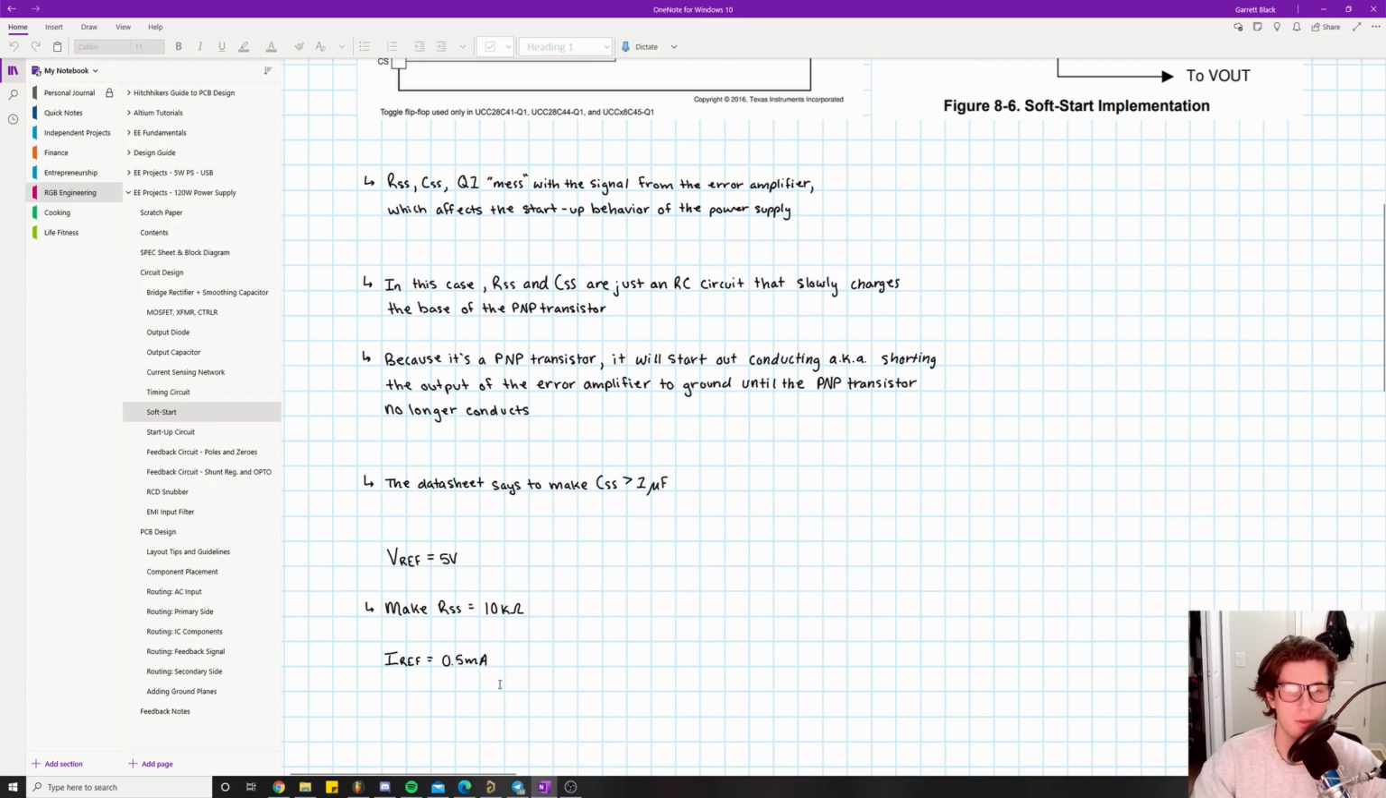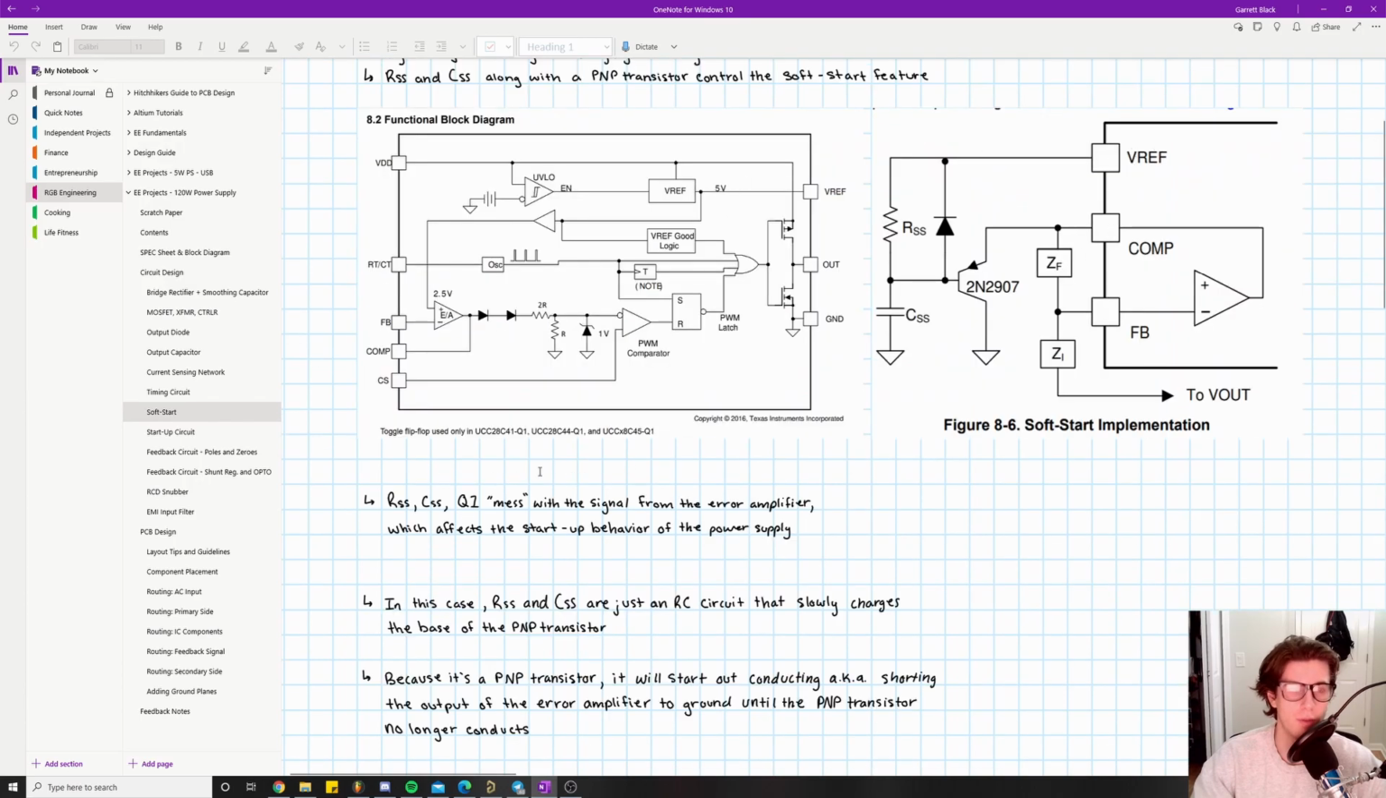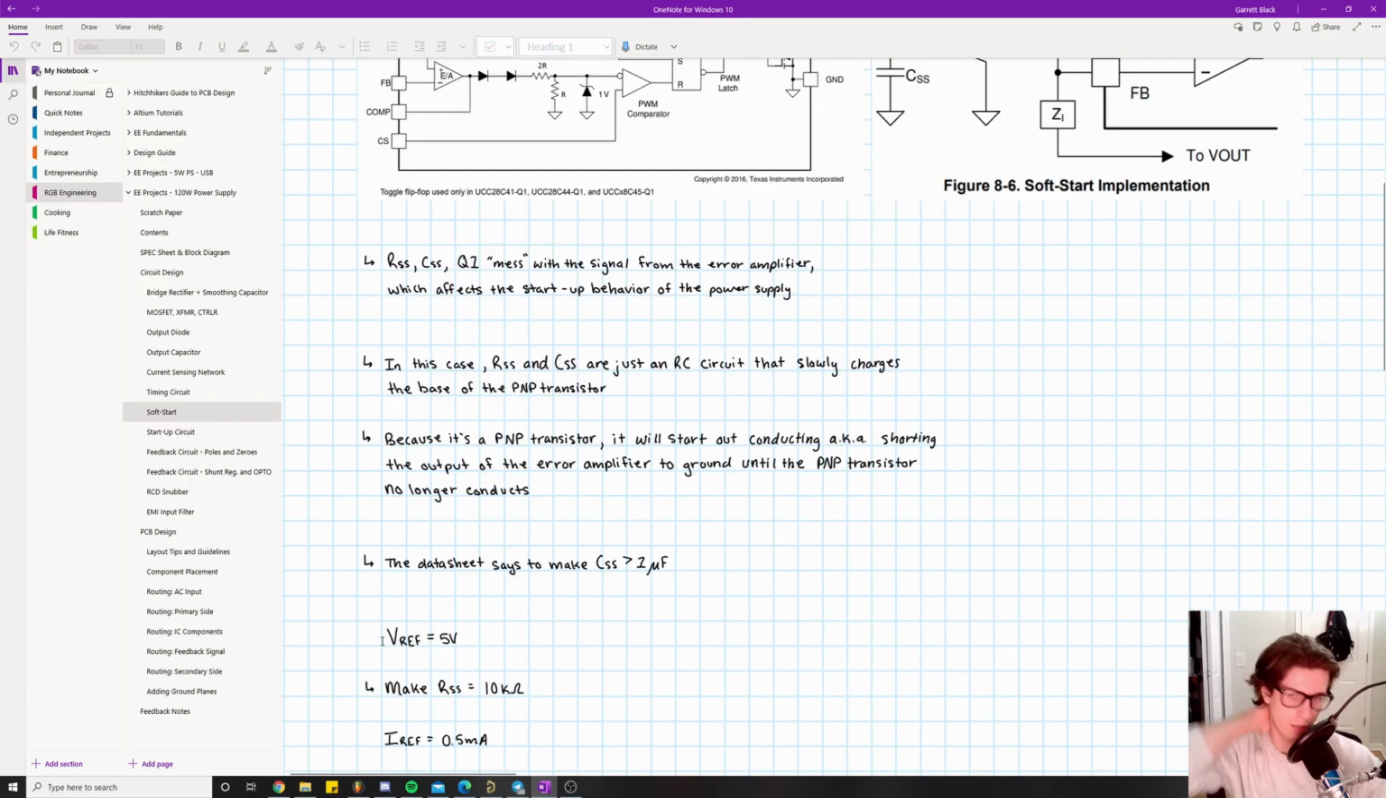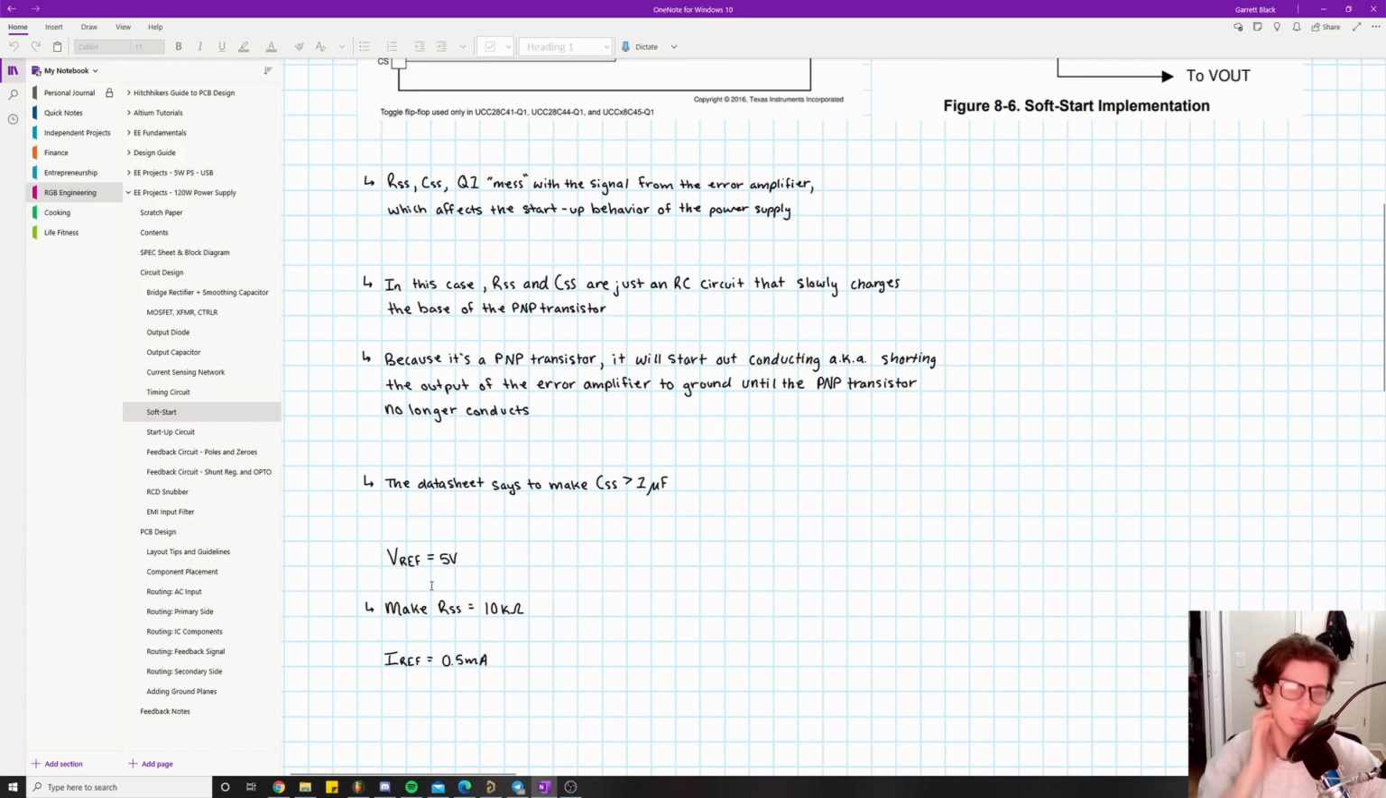I just picked this value, 0.5 milliamps, because they say something like VREF can source up to 1 milliamp of current. So I just picked IREF, the current flowing out of VREF, to be 0.5 milliamps, just to give us some headroom there. That's how we got to 10K right here, because that gives us 0.5 milliamps. So that's how we end up getting those values. Ultimately, we have RSS equal to 10K ohms and CSS greater than 1 microfarad.